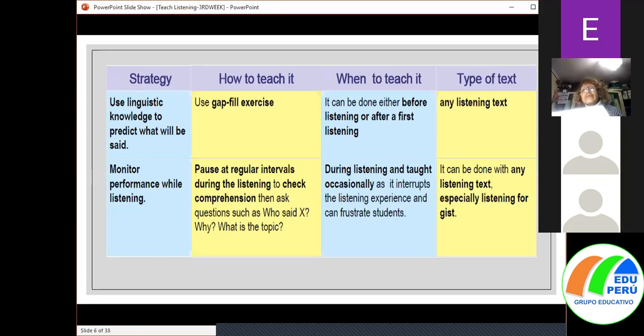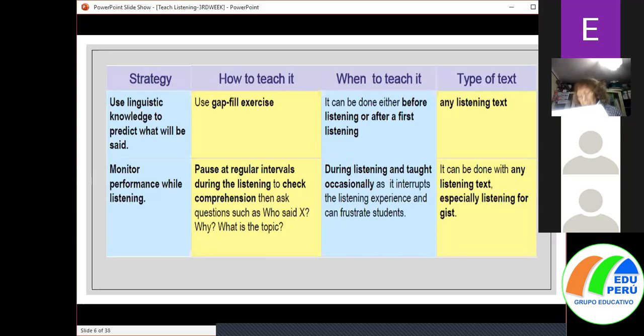So you can check this or monitor, because the purpose of this is to monitor, no? They are understanding what they are listening, all right? So you can ask some questions, no? Who said that? Why? Or what is the topic? No? Okay.